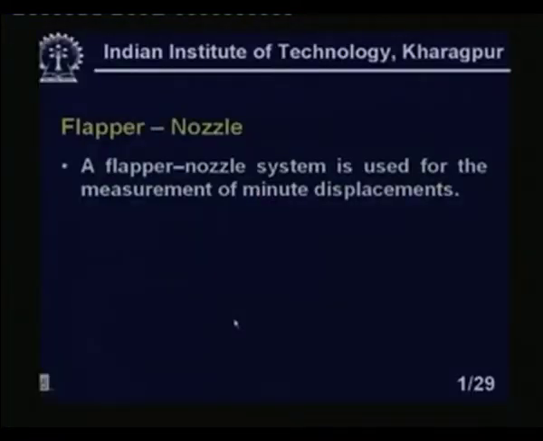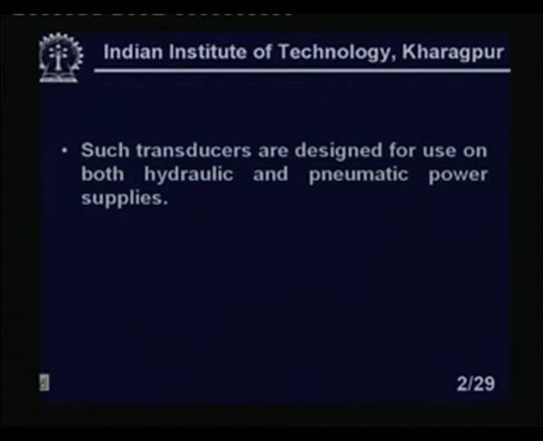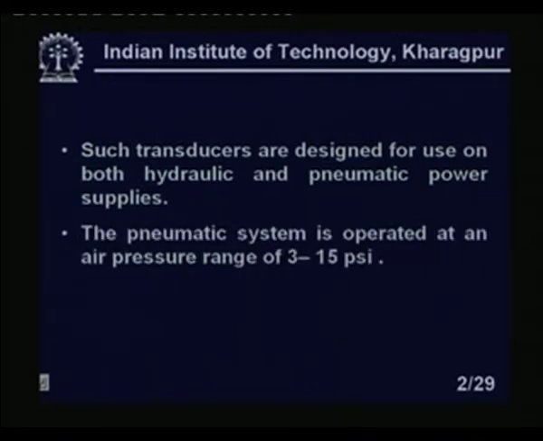A flapper nozzle system is used for the measurement of minute displacements. A small movement of the flapper can result in a large change in the output pressure, and hence it is treated as a displacement to pressure converter. That means displacement can be converted to pneumatic pressure, right. It is a totally pneumatic system. Such transducers are designed for use in both hydraulic and pneumatic power supplies. The pneumatic system is operated at an air pressure range of 3 to 15 psi. Though we use SI units in academics, in industry they still use terms like 3 to 15 psi. This is the standard for pneumatic systems, and it corresponds to 4 to 20 milliampere of current in the electrical domain.